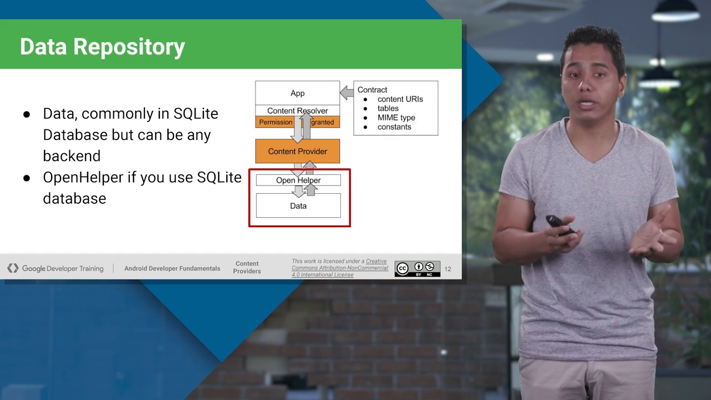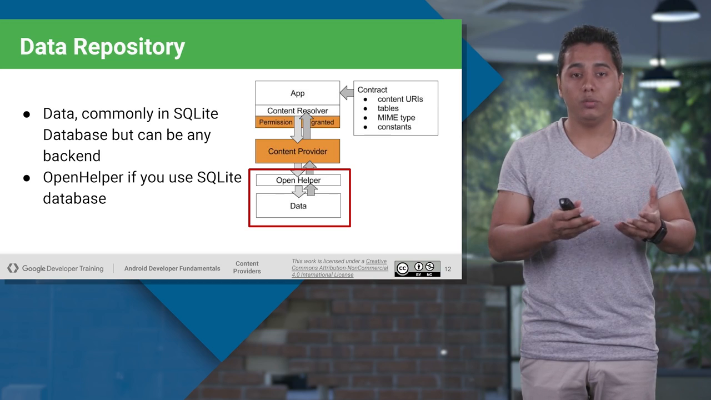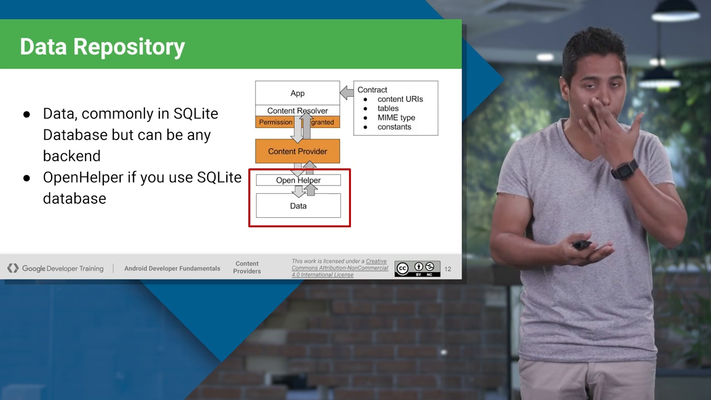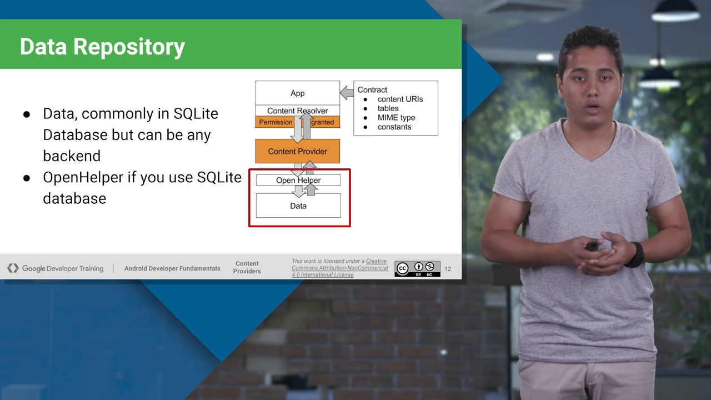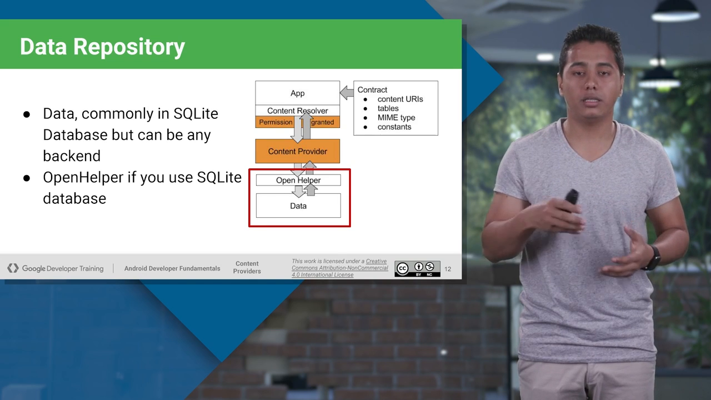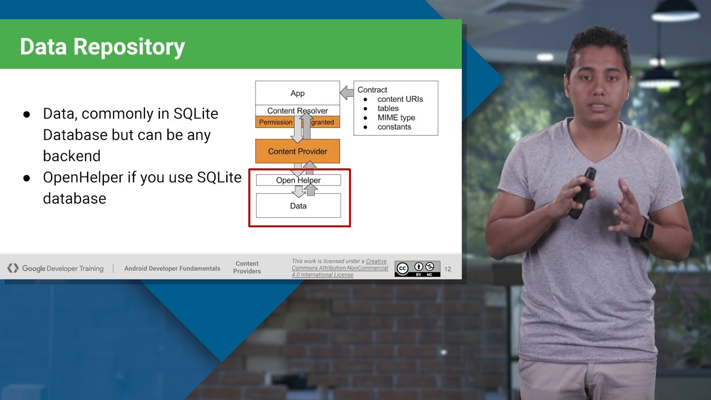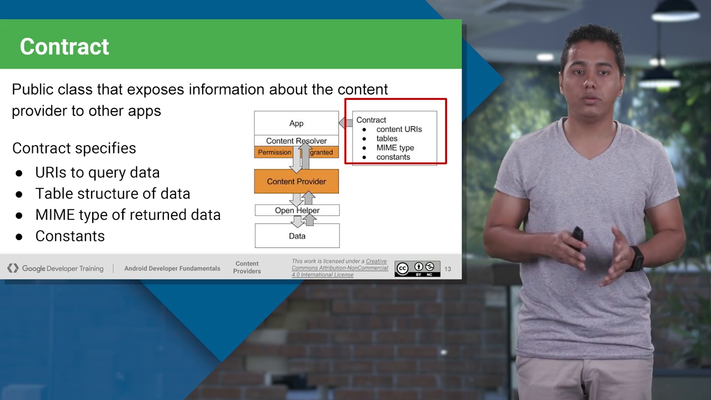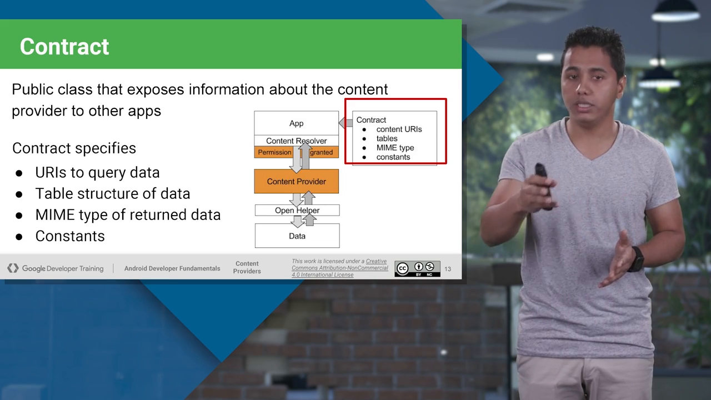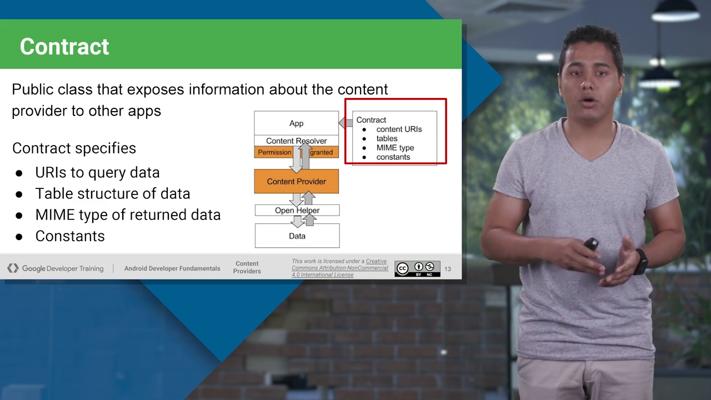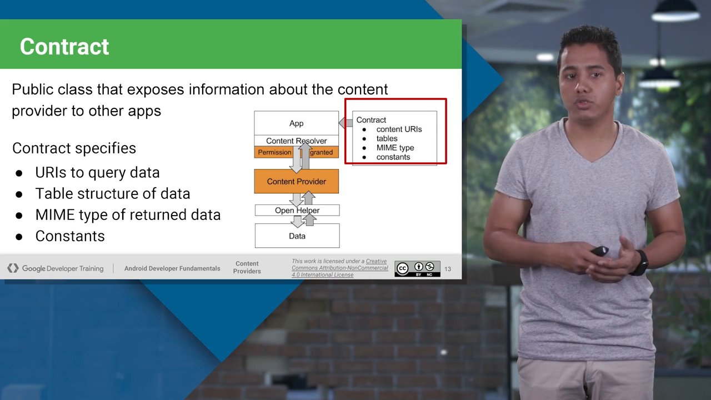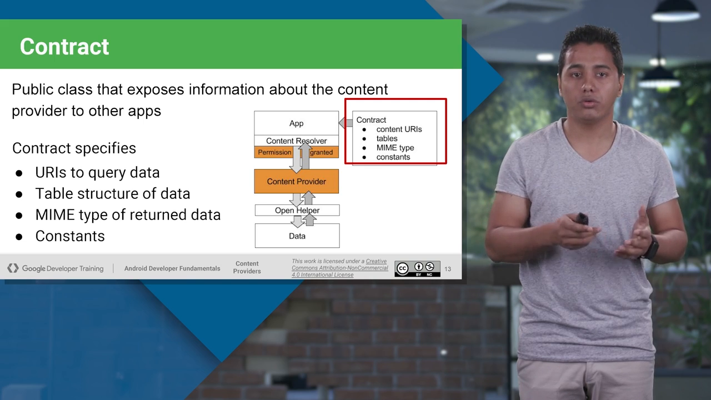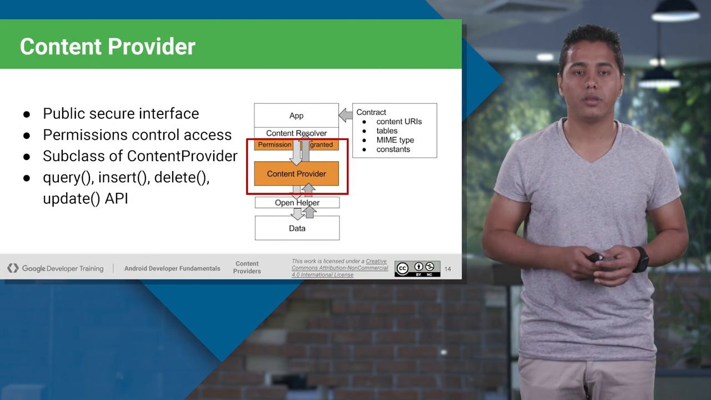When we talk about the data repository, that means the classes which are going to create your database. Under the hood, those classes are nothing but the SQLiteOpenHelper class. You will extend the SQLiteOpenHelper class, and under the hood, you will create the database inside that class only. Then there will be a contract class which will specify the URIs to query the data, the table structure data, the MIME type, the kind of data which you are returning, or any constant which you have to define for your content providers.